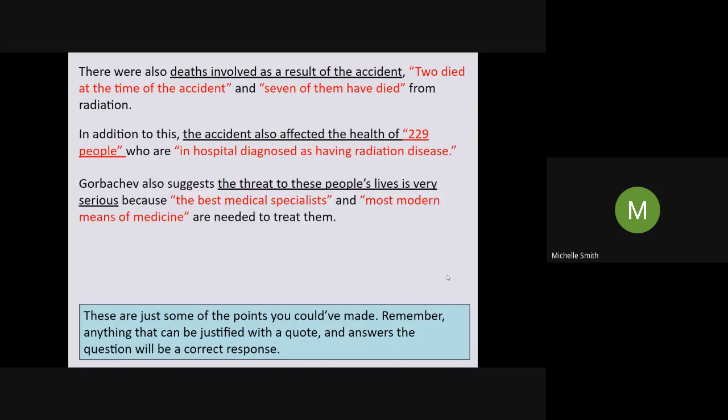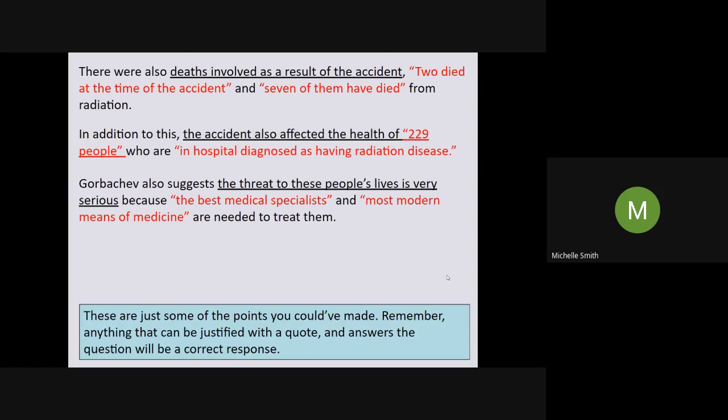Gorbachev also suggests that the threat to these people's lives is very serious because they had to call in the best medical specialists and they're having to use the most modern means of medicine. So if they need the best and the most modern means, this must be really bad. It must be really serious if they've got to call in the big guns in order to help these people stay alive.